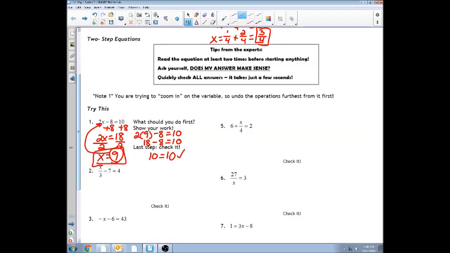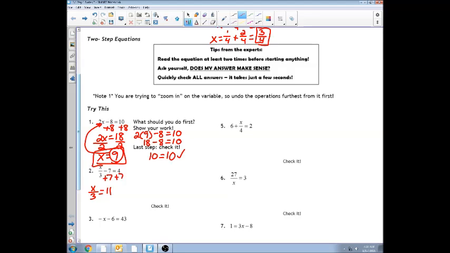Okay. Number 2, again, I have x divided by 3. That is very similar to the 2 times x that I had in problem number 1. Multiplication and division are much stronger than addition and subtraction. So the first thing I'm going to do is take the opposite operation of my -7, which means I would add 7. That would leave me with x over 3 is equal to 11.